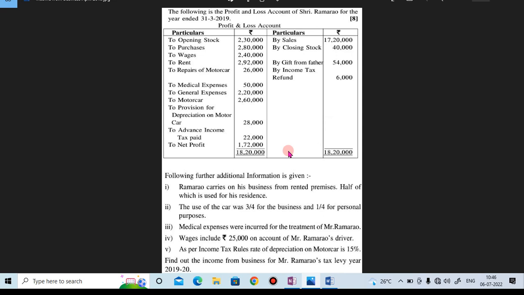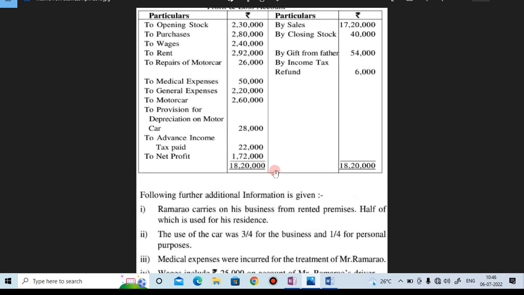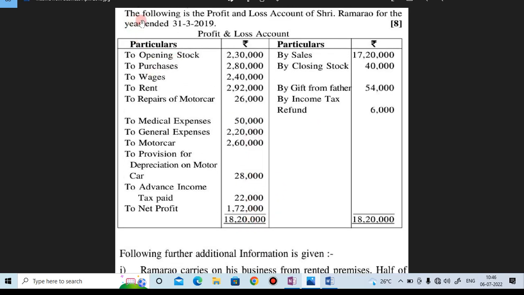In today's video, let us solve example number 3 of income from business. This example was asked in April 2019 of the university examination. The question is: the following is the profit and loss account of Shri Ram Rao for the year ended 31st March 2019. Ram Rao is the owner of the business. He has furnished the following information in the profit and loss account.